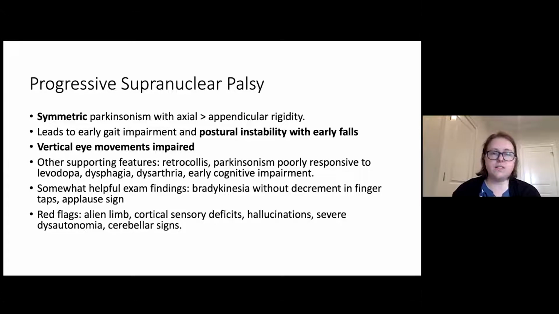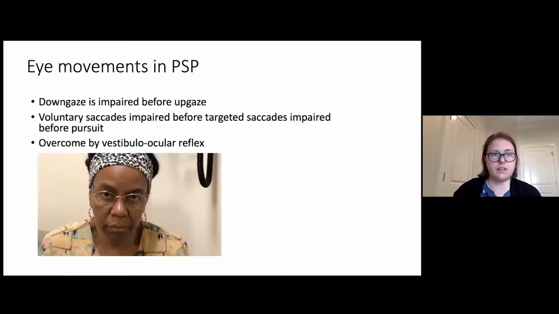It is one of the 4 atypical Parkinson's syndromes. And unfortunately, I don't have time to go through all 4, so I've chosen this one as the most common of the atypical Parkinson's syndromes. It's notable for symmetric Parkinsonism in contrast to idiopathic Parkinson's disease, and it's usually very axial. So you see a lot of truncal rigidity, falls, less so in the arms and legs. Usually the legs are worse than the arms. This causes early falls and impaired vertical eye movements. I've listed some other supportive features here, which I'm not going to go through at length.